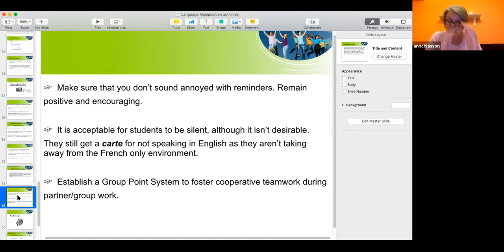It's okay for students to be silent. Some of them will be silent in the beginning, but it's not desirable, but it's okay for the time being. They'll get a pass for not speaking in English as they aren't taking away from the French-only environment. And of course, we'll get into the group point system later, but you can have a group point system to motivate and récompenser le travail en équipe.